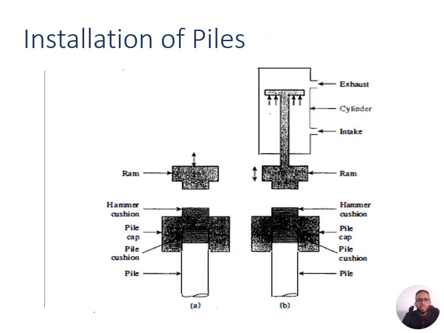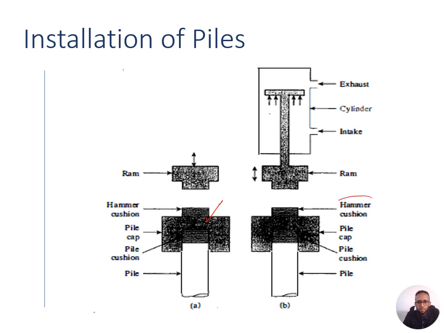Here we have a figurative explanation. The figure illustrates the details of pile installation. For example, as you can see in the figure, a cap is attached to the top of the pile, and the cushion may be placed between the pile and the cap.